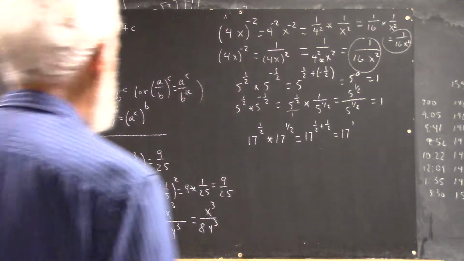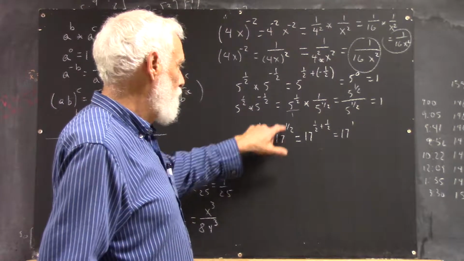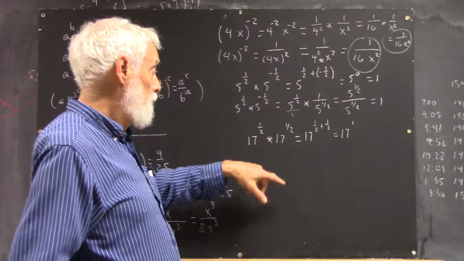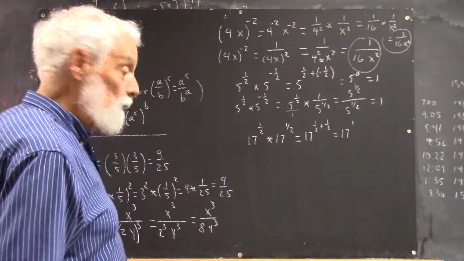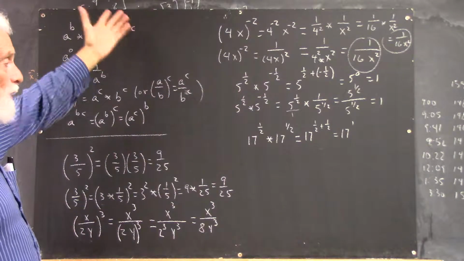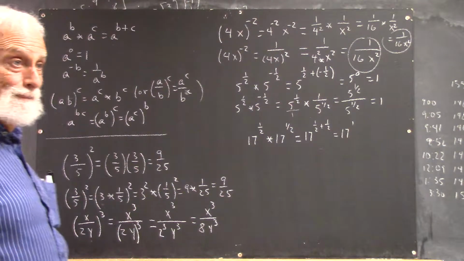Okay, so we start with 17 to the 1/2 times 17 to the 1/2. We ran into a little bit of a confusion here. So, we've got to identify which rule for sure. Well, everybody knew which rule, okay? So how do we apply the rule?